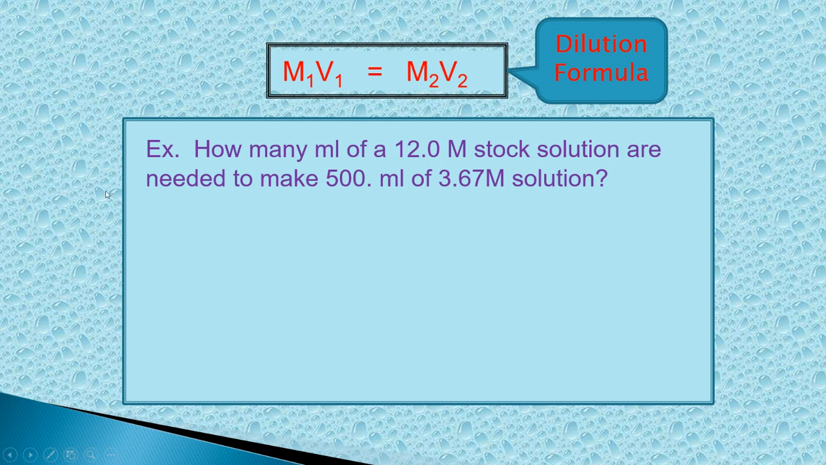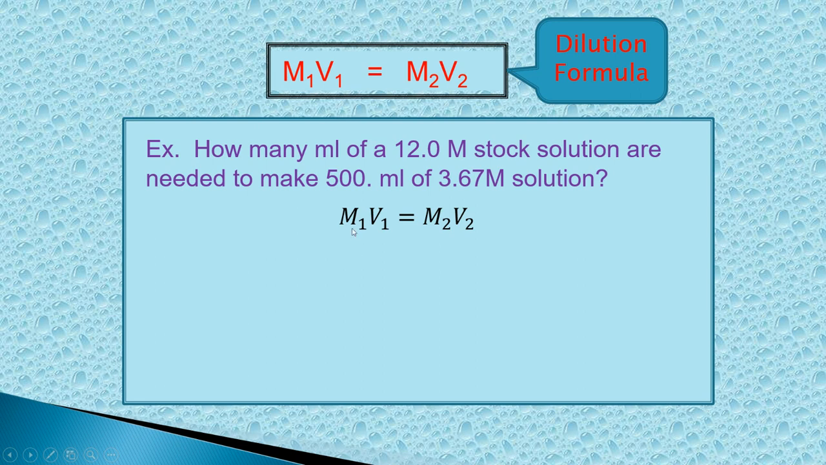Now, the best way to tell whether you need to use this dilution formula or the molarity formula is when you look at your question, you will either have 2 molarities, like we do here, or you would have 2 volumes. If you have either 2 molarities or 2 volumes, that's a clue to use the dilution formula as opposed to the regular molarity formula. So our formula for this one is M1V1 equals M2V2. Remember, our ones stand for a concentrated solution. Our twos are our dilute solution.